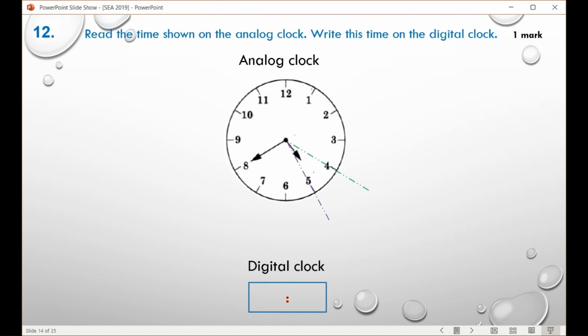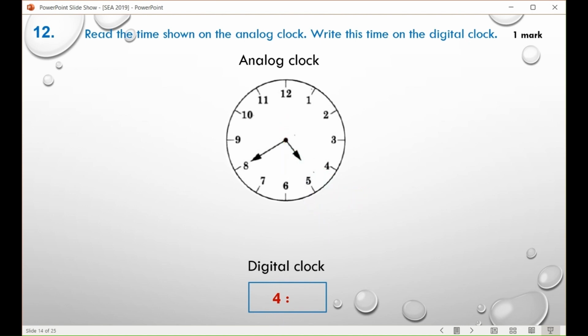Because if it had reached the 5-hour mark, then let's look at the minute hand. It would have moved from 8 and gone up 9, 10, 11, 12, and only then would it be 5 o'clock. So it's not 5 o'clock as yet. As such, the hour on the digital clock, we can say for sure, is 4.